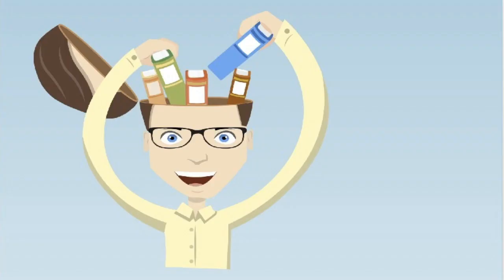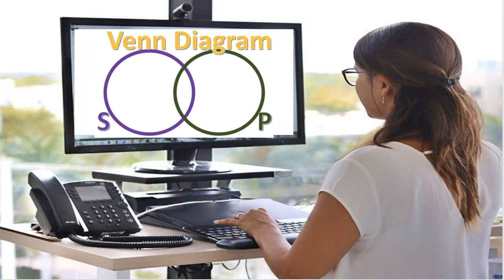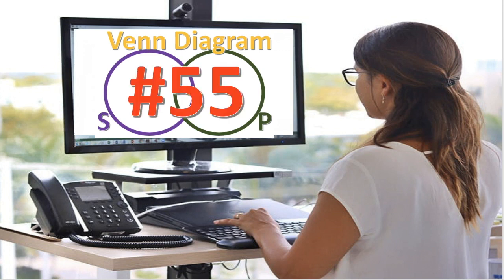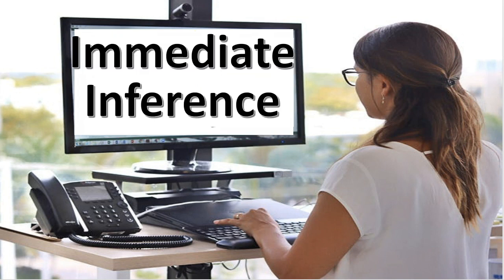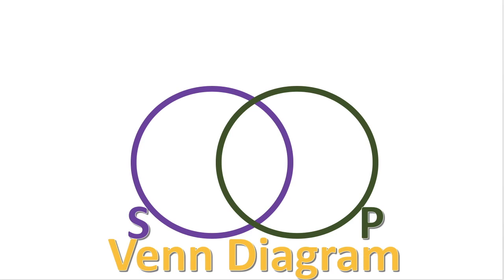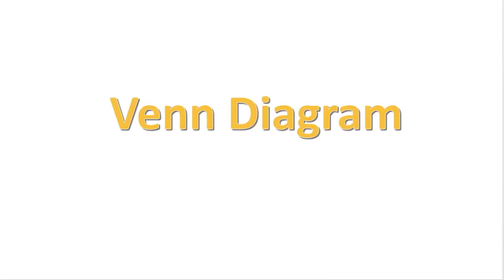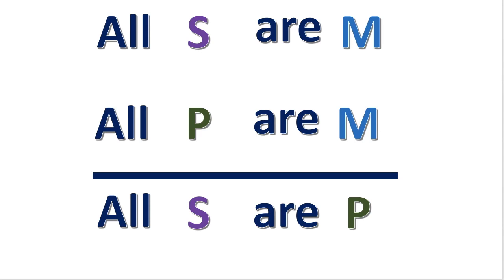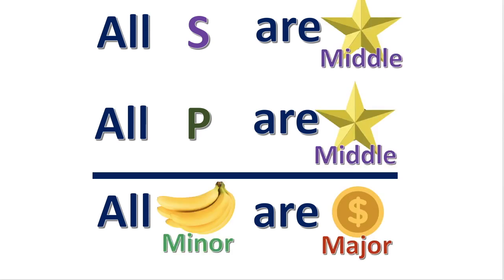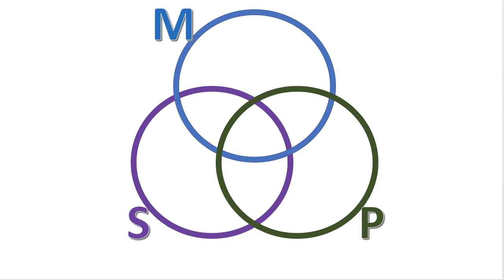Now you may remember that I have a video about Venn diagrams, video number 55 in the playlist. That Venn diagram was used to test immediate inferences. That Venn diagram had 2 circles, but this Venn diagram will have 3 circles, and that's because the categorical syllogism has 3 terms. The diagram looks like this.